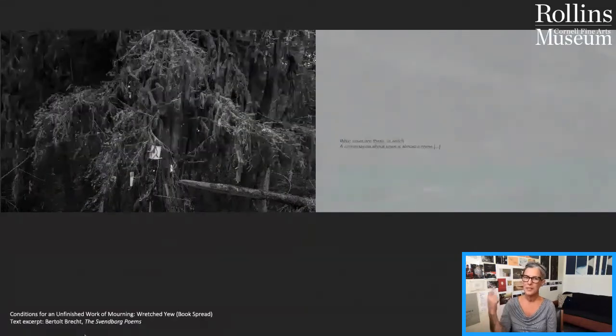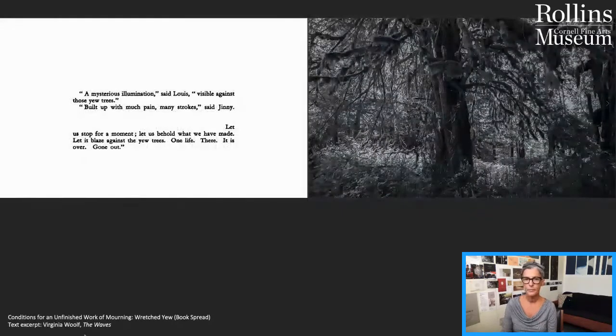But so yeah, I want to start with this isolated line from a Bertolt Brecht poem written in 1939 that's included early on in the book. He asks, "What times are these in which a conversation about trees is almost a crime?" And about a decade earlier, Virginia Woolf was writing her novel, The Waves, a book I've returned to again and again over the years. And this is really where my focus on the yew tree began.